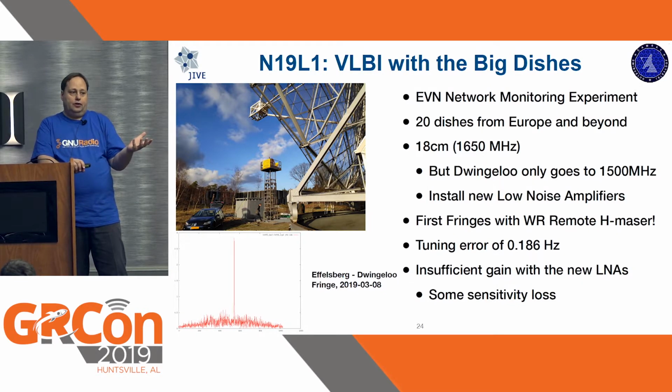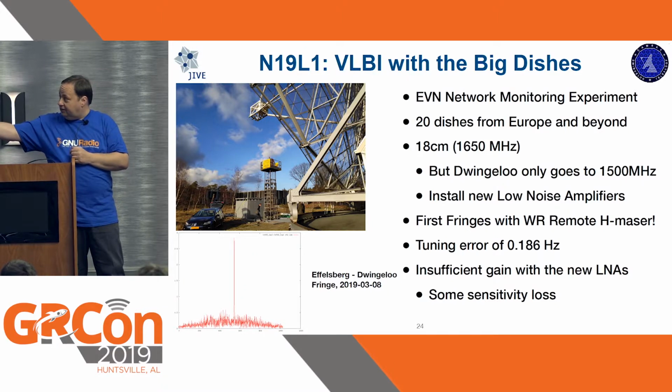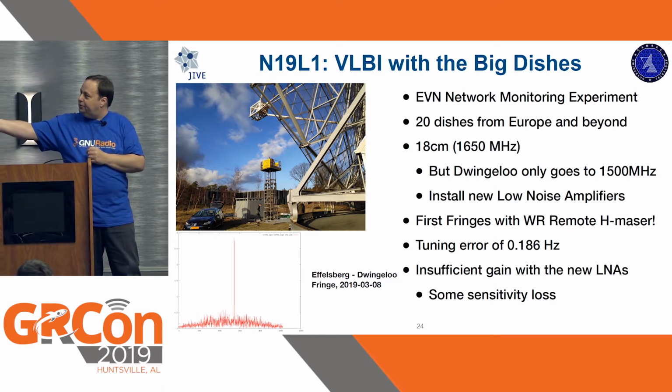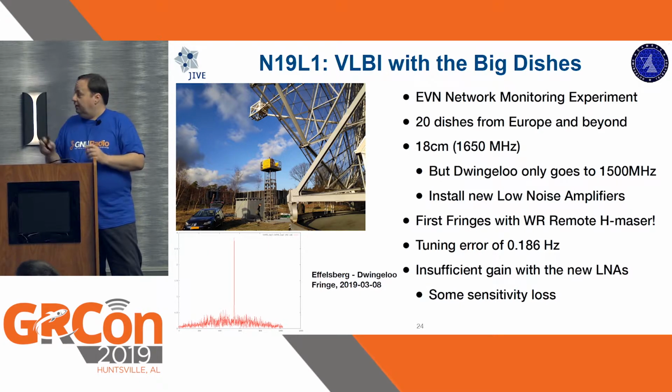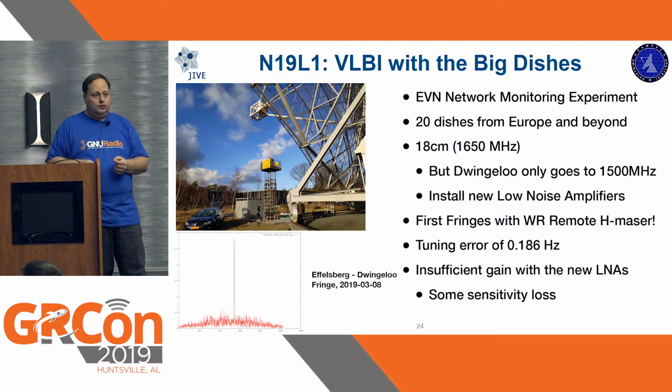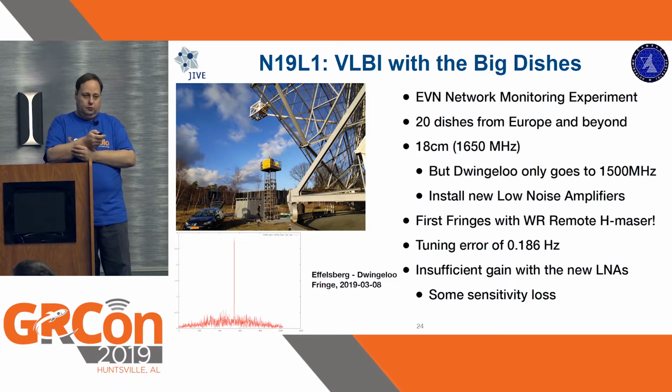The problem is, all these VLBI observations at 21 centimeters are at 18 centimeter wavelength, 1650 megahertz, which is slightly higher than the hydrogen line, and the Dwingeloo dish didn't have any receivers for that. So we had to install new low noise amplifiers, which means you have to get into the elevator. The elevator goes up, and then you go to the receiver, and then you can pull out the receiver and bring it down with you. It's a lovely picture, except we had wind force 6 and rain. Still, we managed to do this, and we managed to get our first fringes on a remote maser.